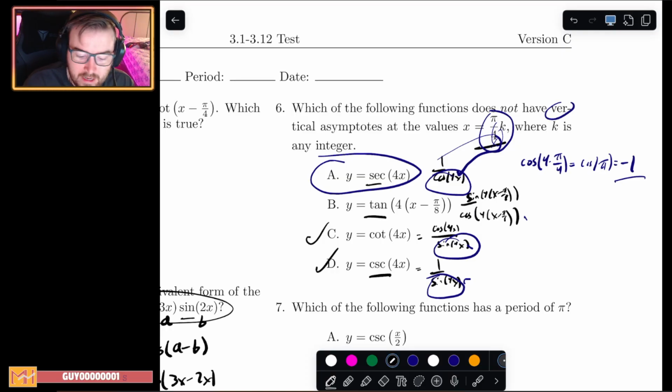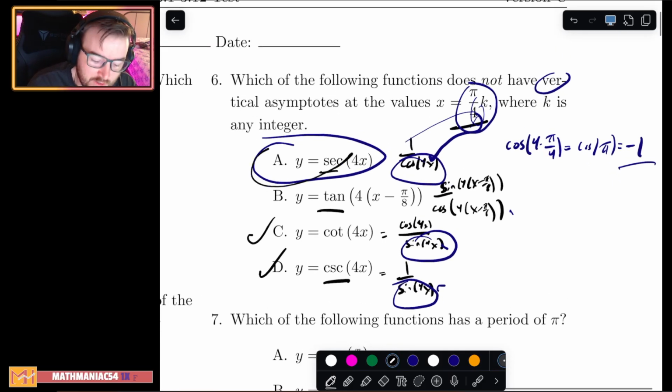And by right, I mean not the correct answer. Right? Because we're looking for the one that doesn't work. All right.